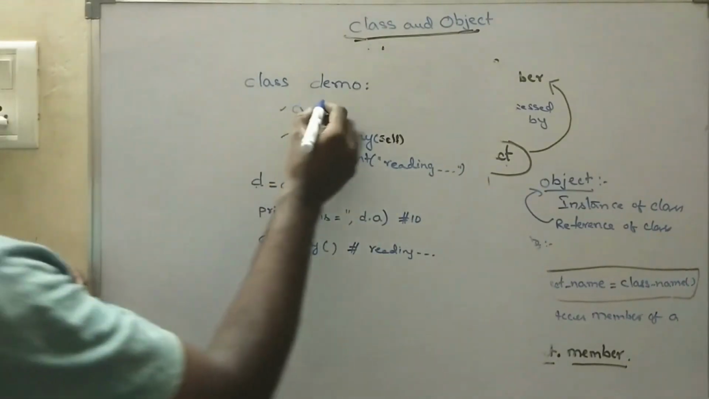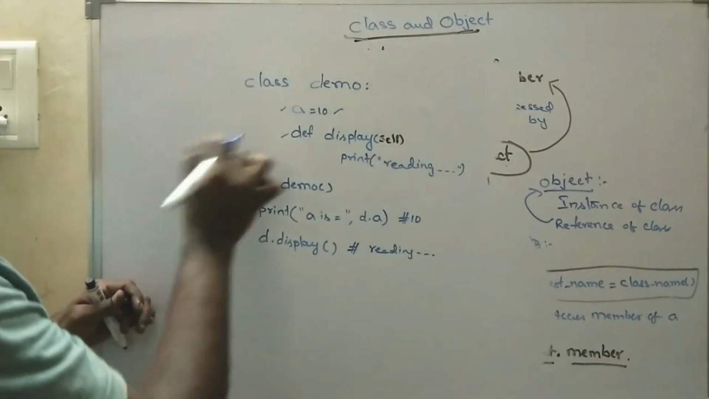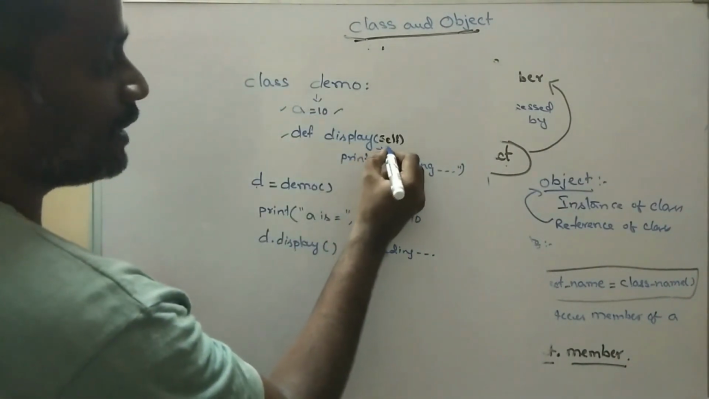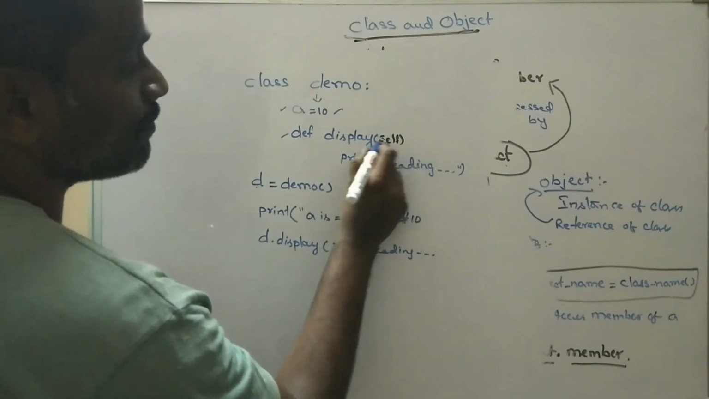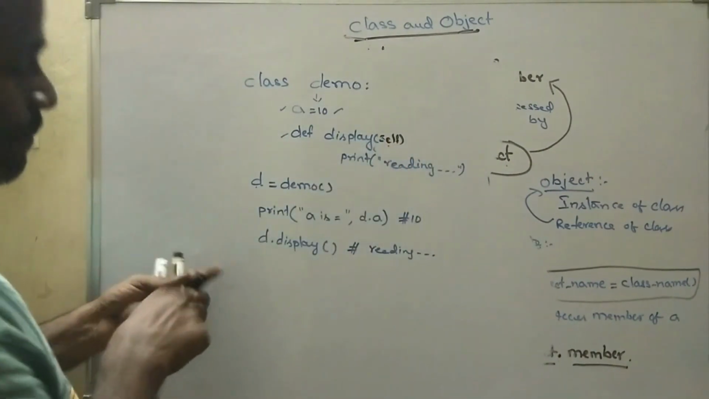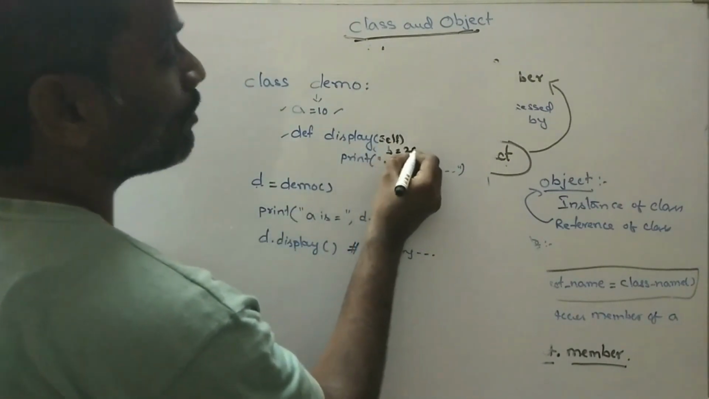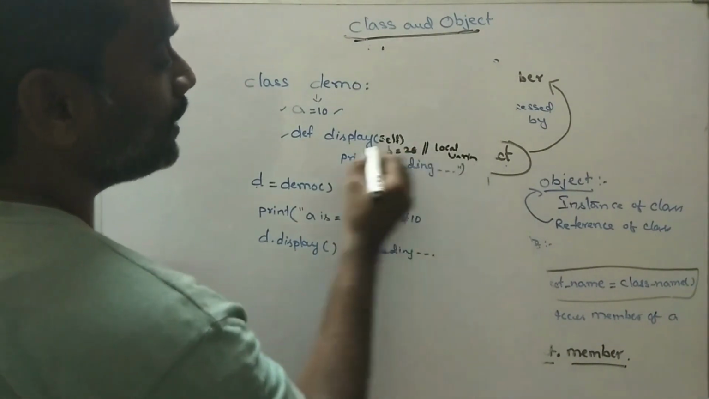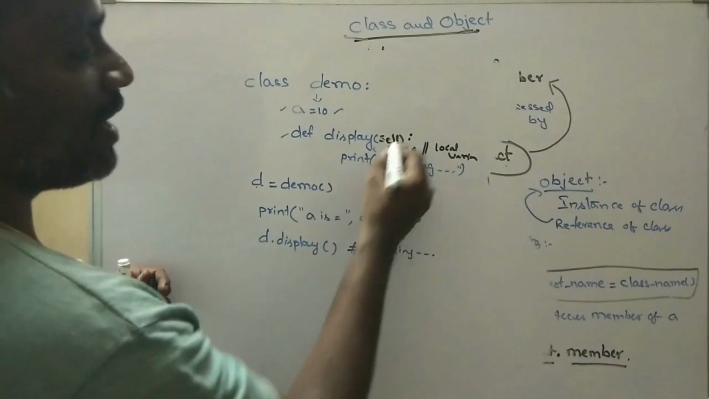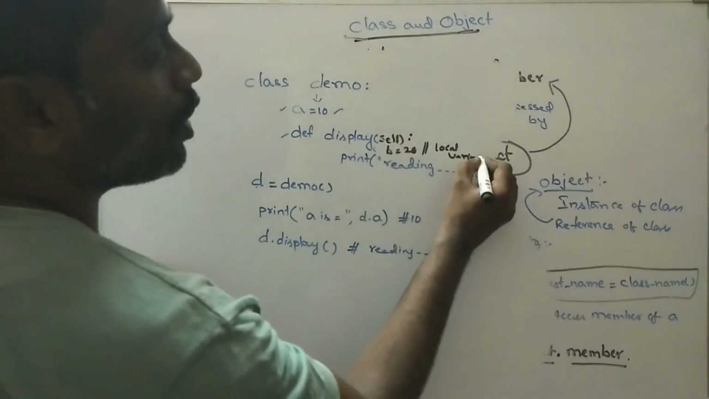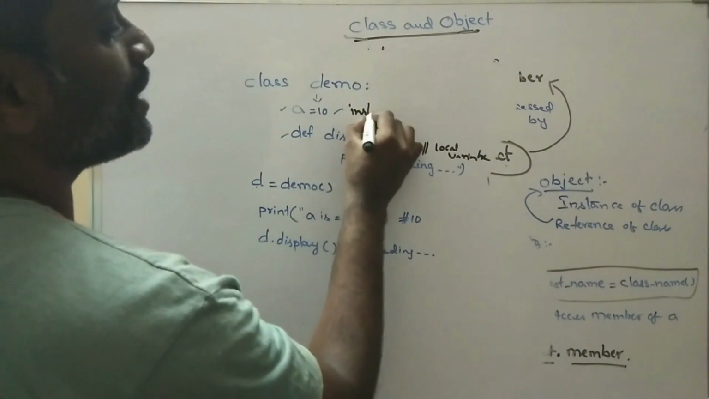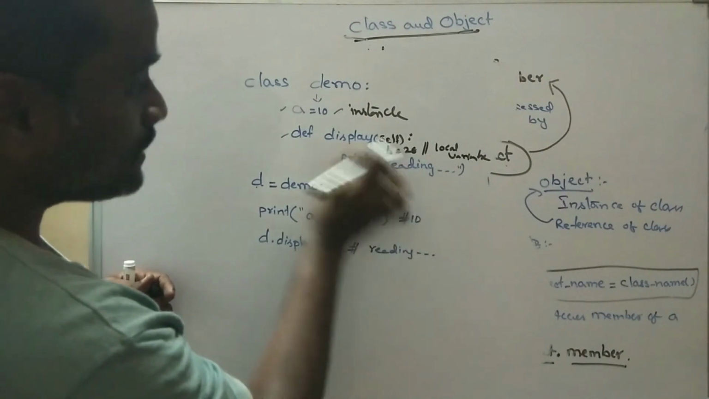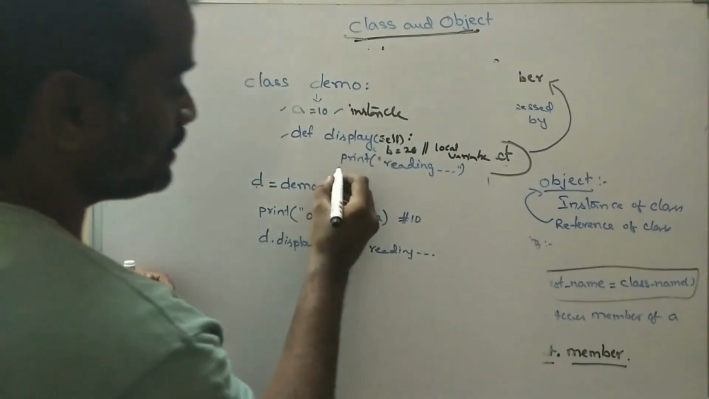Now here a is an instance variable, that means the class member variable. Suppose here you declare one more variable, b equal to 20. Now this variable is called a local variable for this function. For this function, b is the local variable, and a is an instance variable, that is the member variable of the particular class. Clear?